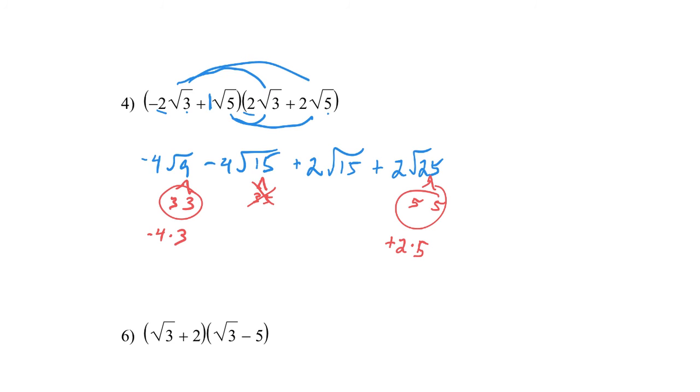Okay, so those radical 15's in the middle there can get combined. So we have negative 4 plus 2, so that's negative 2 radical 15. And over here we have negative 12 and positive 10. So we add those together, we have negative 2. So we have negative 2 minus 2 radical 15.